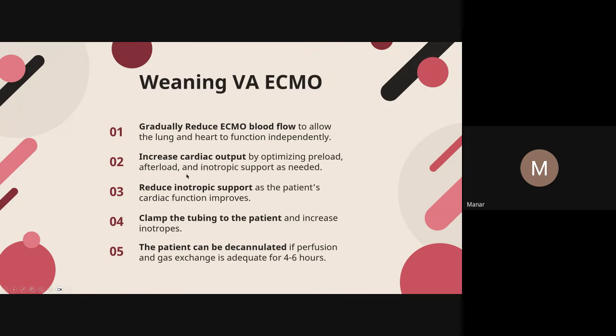Now, by reducing the inotropic support, we're giving the heart a chance to improve and do better on its own without any external support. And then we're going to clamp the tubing to the patient and increase inotropes again. And then if the patient is stable for 4 to 6 hours, perfusion and gas exchange are fine, we can decannulate the patient. Now, throughout this whole process, of course, we have to make sure that the patient is hemodynamically stable, the blood gas is good, and the overall condition is stable.